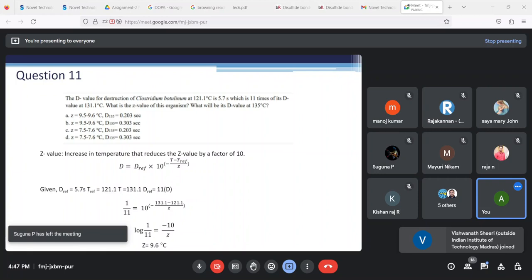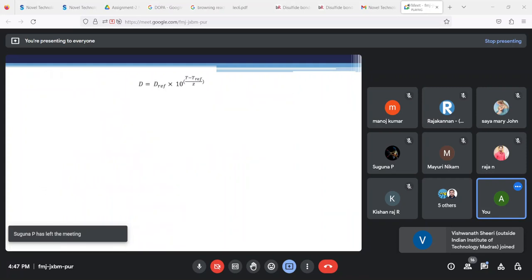We'll just do the exact reverse. So now we know the Z value. We already have the reference temperature as 121.1. We have the Dref as 5.7. We know the T from where we need to calculate, which is 135 degrees Celsius. So all these parameters are known. We just have to calculate D. So we'll substitute this in the equation.